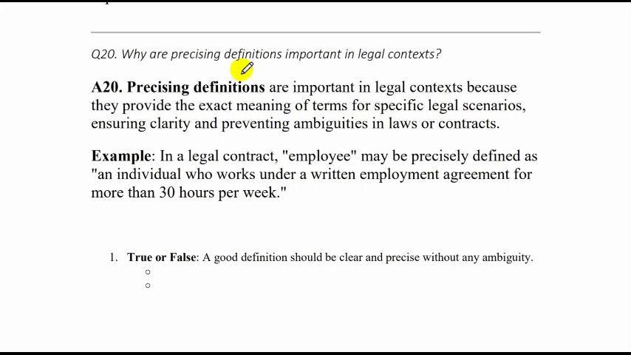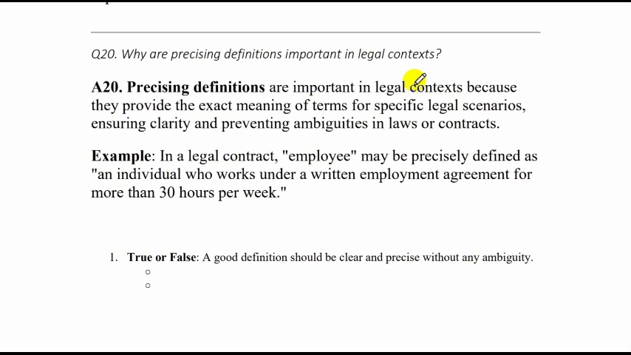Why are precising definitions important in legal context? Precising definitions are important in legal context because they provide the exact meaning of terms for specific legal scenarios, ensuring clarity and preventing ambiguities in laws or contracts. Example: in a legal contract, "employee" may be precisely defined as an individual who works under a written employment agreement for more than 30 hours per week.